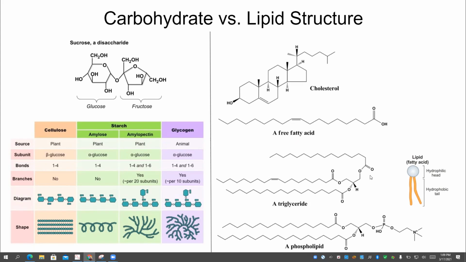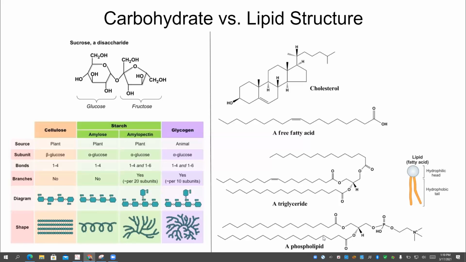Triglyceride, that is typically how most fats are going to be stored, with the fatty acid tails. But phospholipids, this is what your membrane is going to be made out of. Remember, there's this part up here that is the charged part, the hydrophilic head, whereas the hydrophobic tails, these down here, are going to be the hydrophobic part.